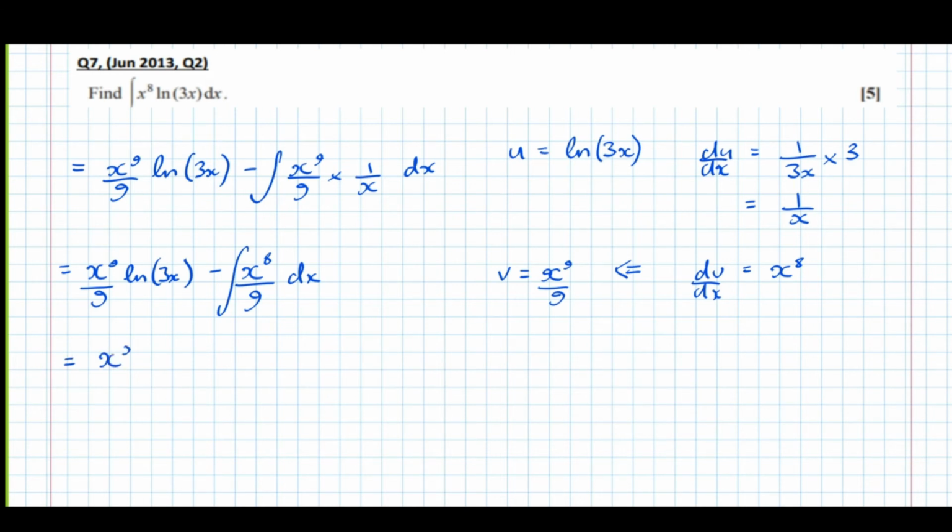Equals x to the 9 over 9 log of 3x minus, then add 1 to the power, divide by the new power, plus c. And there's the answer to that one.